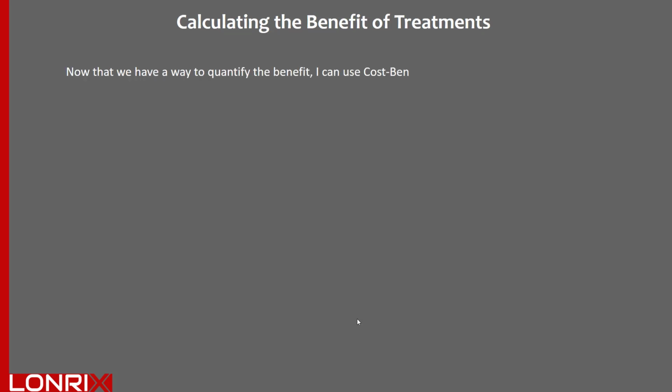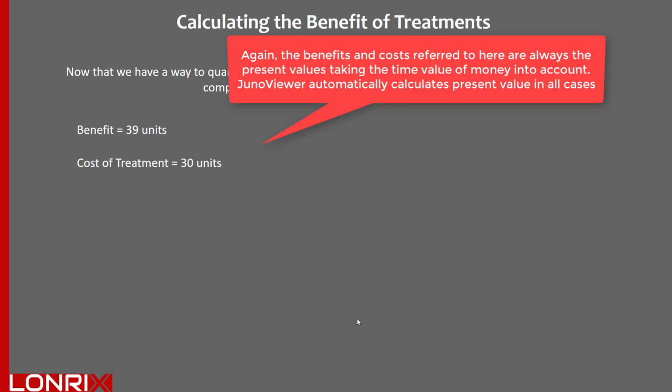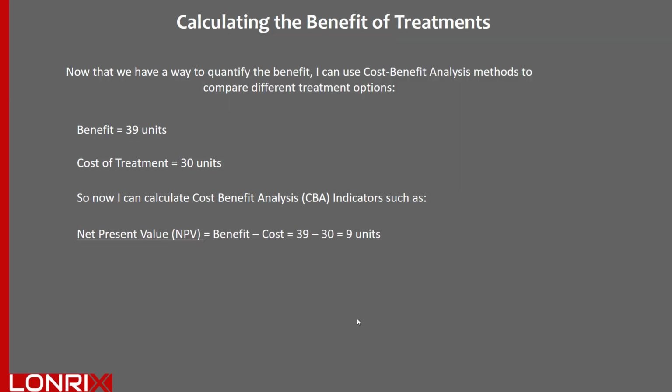Now that we have a way to quantify the benefit, we can use cost-benefit analysis methods to compare different treatment options. Benefit in this case was 39 units as shown before, and the cost of treatment 30 units. So now we can calculate the cost-benefit analysis indicators such as the net present value, which in JunoViewer we define as the benefit minus the cost equals 9 units. Or we can use the benefit cost ratio, which is basically the benefit divided by the cost calculated earlier. That is 39 divided by 30 equals a benefit cost ratio of 1.3.